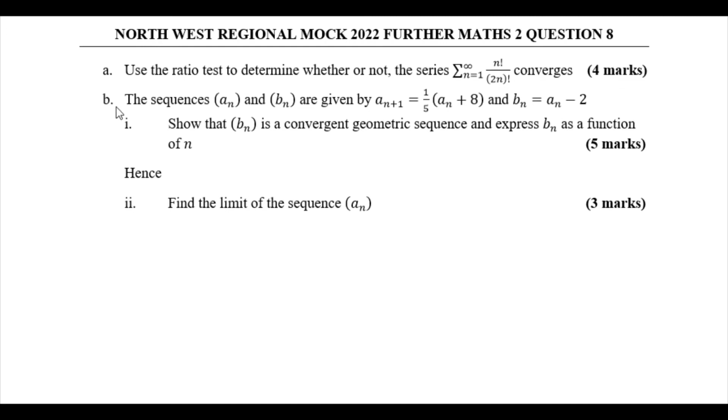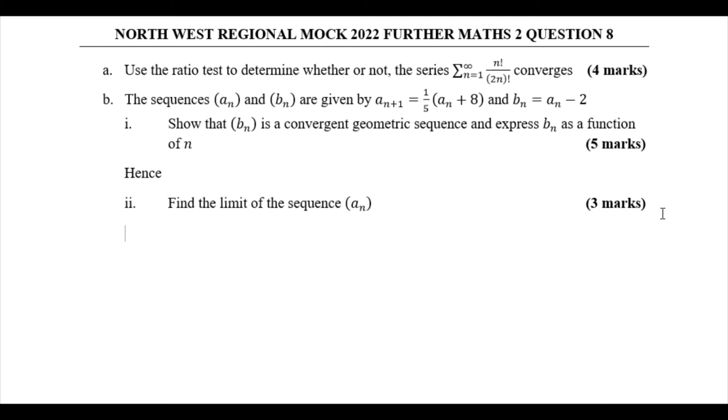4 marks. B part: the sequences a_n and b_n are given by a_(n+1) = 1/5 (a_n + 8) and b_n = a_n - 2. Roman 1, show that b_n is a convergent geometric sequence and express b_n as a function of n. 5 marks. Hence, Roman 2, find the limit of the sequence a_n. 3 marks. So let us see how to solve this problem.